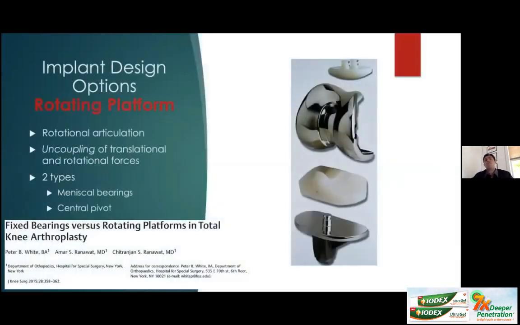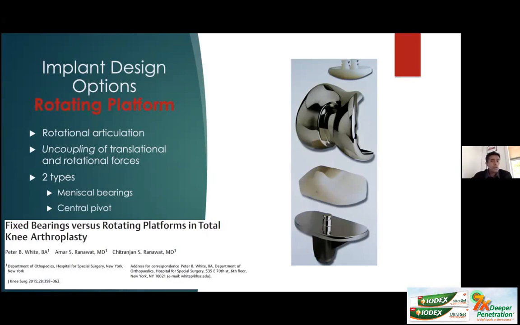Now, what about different implant options that are available to us today? So the first is the rotating platform. So I have an example of a fixed bearing tray in which what you would do is you would put this polyethylene into the tray and you would lock it in place. But a rotating platform allows certain rotation between the tibial polyethylene and the underlying tray. The reason this came about almost 10 to 15 years ago was to uncouple the translational and rotational forces.